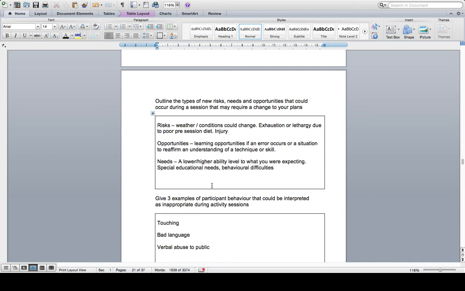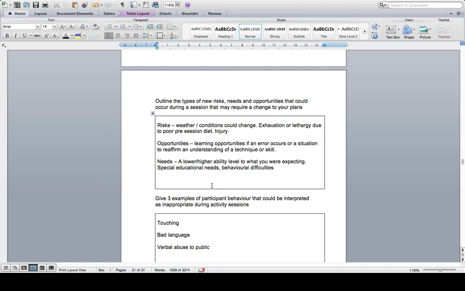If within your session someone's doing something wrong, that's an opportunity, or if someone's doing the wrong technique, that's an opportunity for you to step in, and it's a learning opportunity for you to get in there and say, look, I've noticed that this isn't being done correctly. Here's how you do it. You do a demonstration. You correct that technique. That is an opportunity for you to get in and make sure that you're teaching these individuals properly the correct technique and the correct skill.